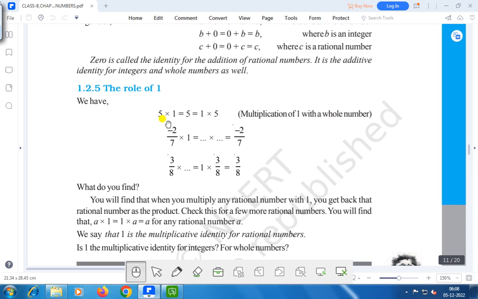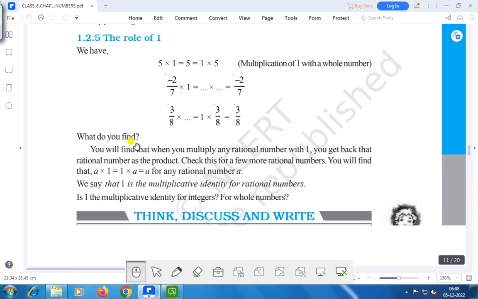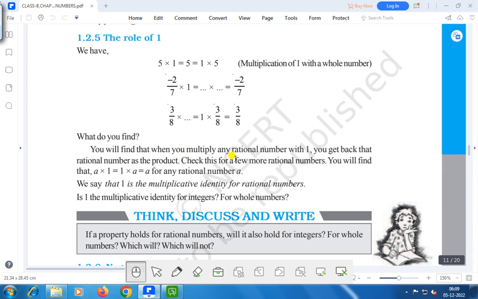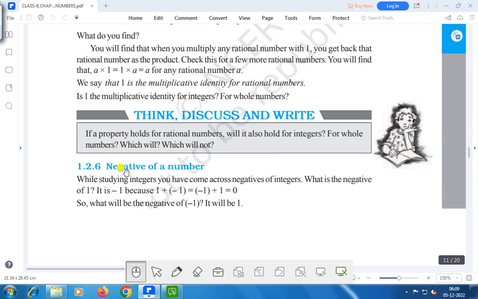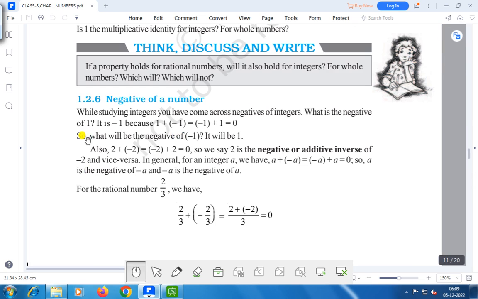The role of 1. We have 5 into 1 equal to 5, 1 into 5, multiplication of 1 with a whole number. You will find that when you multiply any rational number with 1, you get back that rational number as the product. Check this for a few more rational numbers. You will find that a into 1 equal to 1 into a equal to a for any rational number a. We say that 1 is the multiplicative identity for rational numbers. Is 1 the multiplicative identity for integers? For whole numbers?